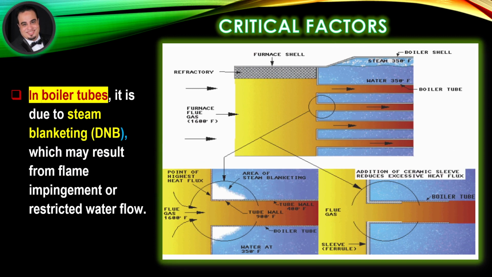In boiler tubes, it is due to steam blanketing or departure from nucleate boiling, which may result from flame impingement or restricted water flow. As illustrated in the figure, the operation of steam generating equipment is a balance between the heat flow from the combustion of the fuel and the generation of steam within the water wall or generating tube. The flow of heat energy through the wall of the tube results in the formation of discrete steam bubbles, nucleate boiling, on the inside diameter surface.